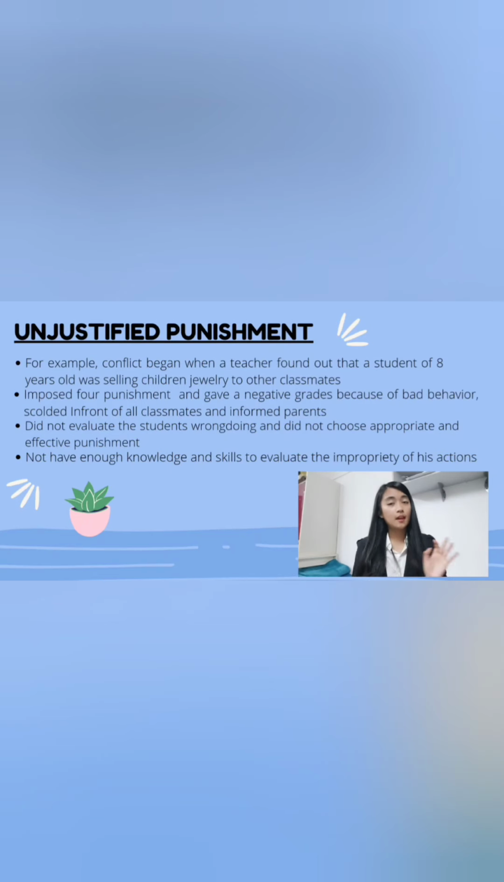Point number three is unjustified punishment. For example, a conflict began when a teacher found out that a student of 8 years old was selling children's jewelry to other classmates. She imposed punishment on her student and gave the student negative grades because of bad behavior, scolded him in front of all his classmates, and informed his parents.